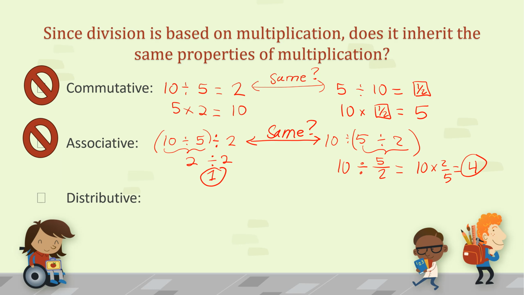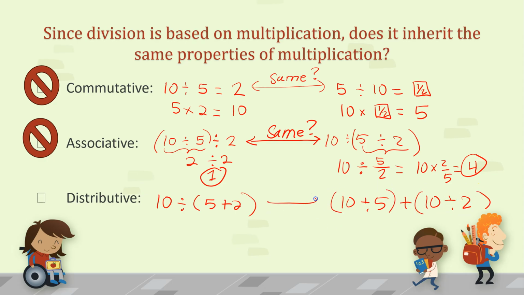What about the distributive property? Like this. The commutative property doesn't work. The associative property doesn't work. The distributive property has some addition in there: 5 plus 2. Is that the same as 10 divided by 5 plus 10 divided by 2? Does the distributive property work?